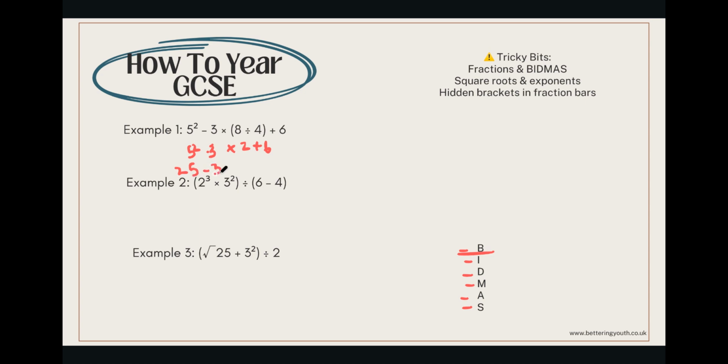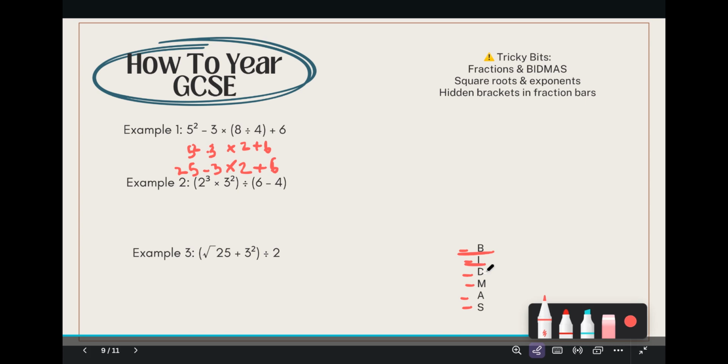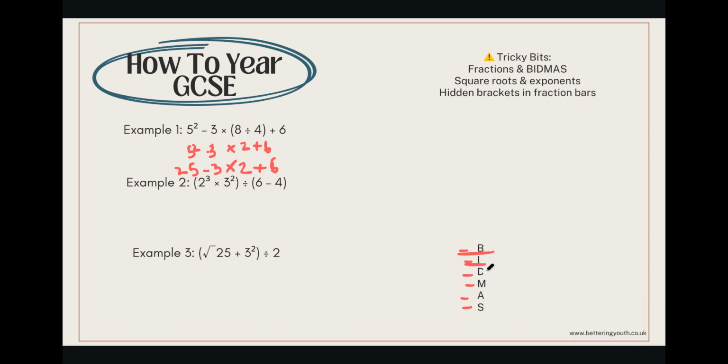Don't try and do it at the same time as you're writing it, because you might get messed up with our order. So we've done our indices. Now we're over to division. Well, division happened in the bracket, so technically that is now done. We're off to multiplication. Multiplication is here. 3 times 2. 3 times 2 is 6. Write the equation just like it was before. That way we don't confuse the order.